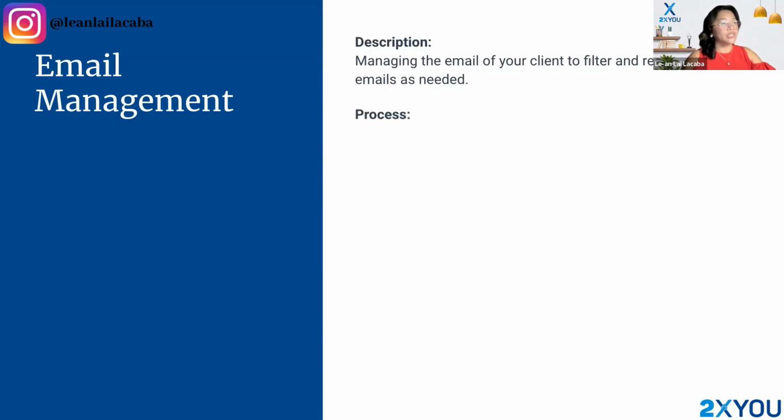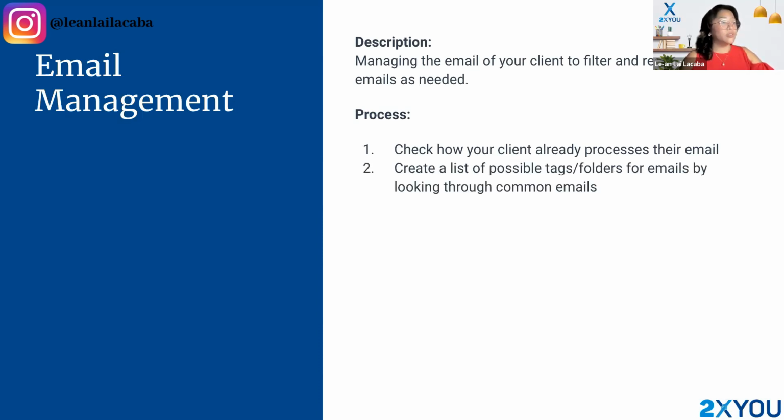So what that actually looks like as a process is you want to check how your client already processes their email. So then you have an idea of their own preferences. You can ask them, hey, can you walk me through how you clean your email? Next, you can start creating a list of possible tags and folders for emails by looking through the common emails. So they might have subscriptions, emails from clients, emails from customers, and so forth. So you want to look at the list of emails that they usually get from day to day and start creating possible tags so that it's easy for you to file them later.